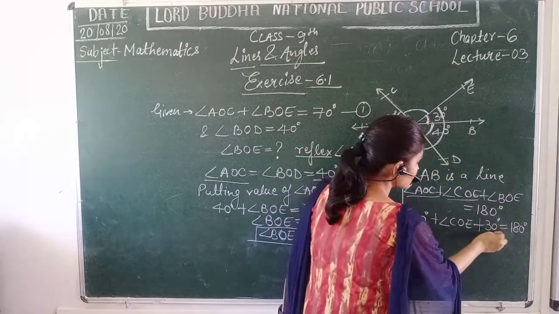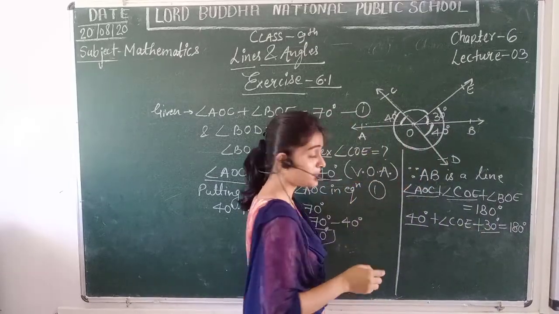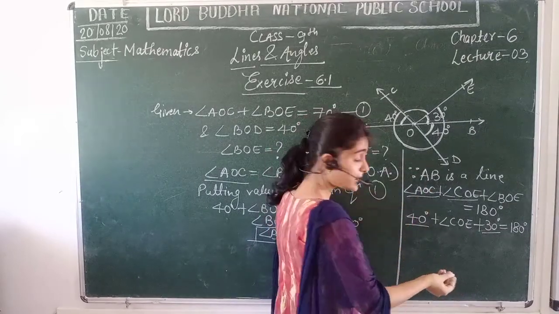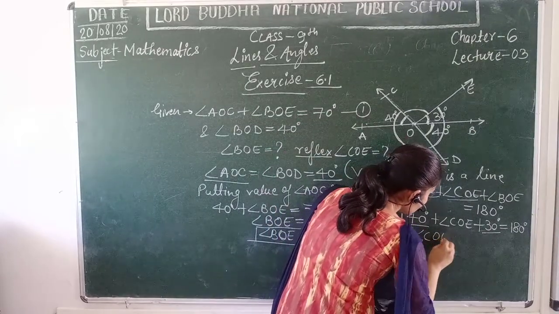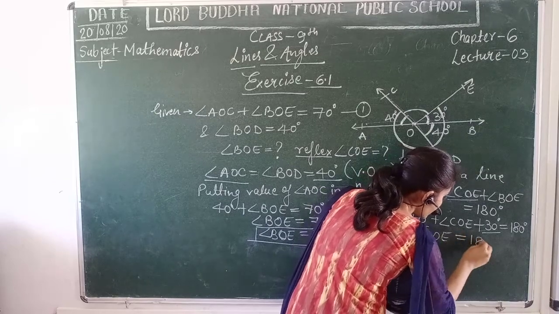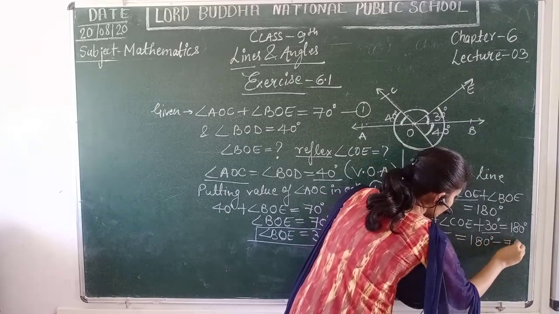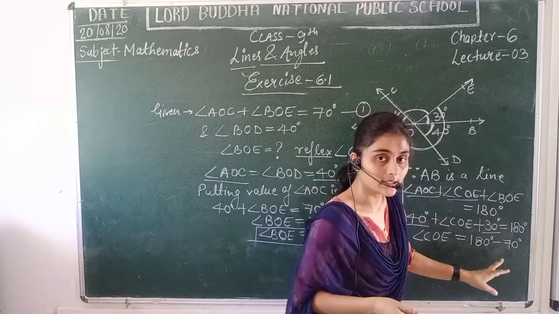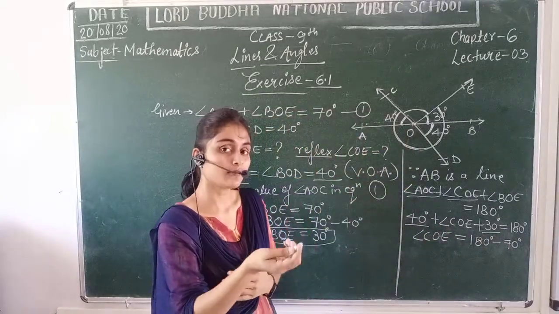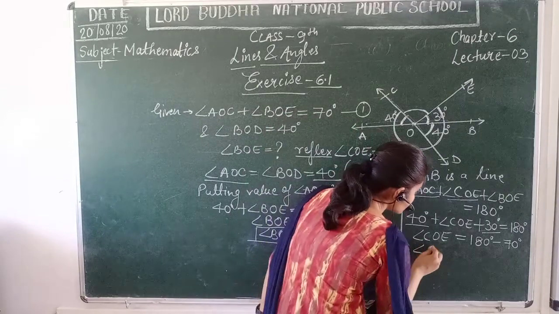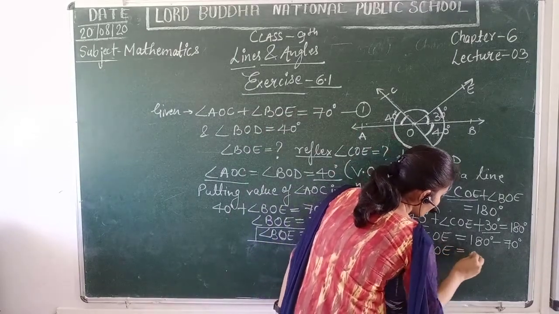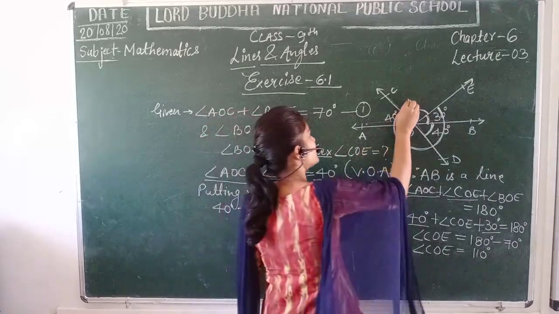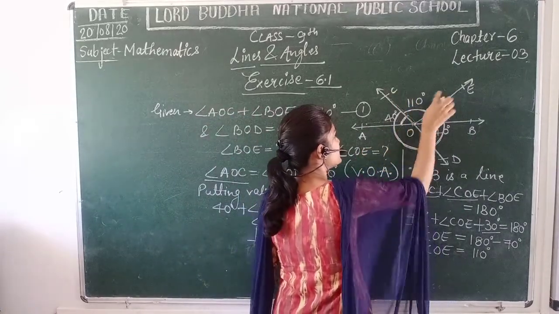Now 40 plus 30 equals 70, and this 70 will be moved to the next side. So angle COE equals 180 degrees minus 70 degrees. This 70 comes from adding 40 and 30, and it moved to the other side of the equal sign. Now angle COE equals 110 degrees, right? So you found 110 degrees as the value of angle COE.